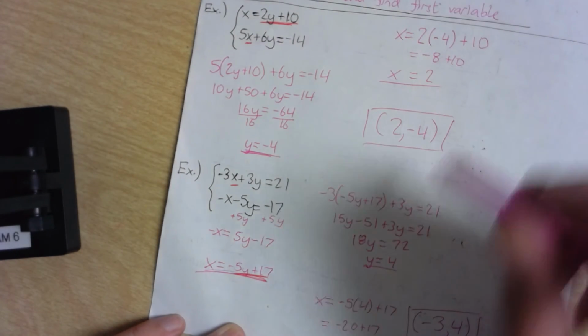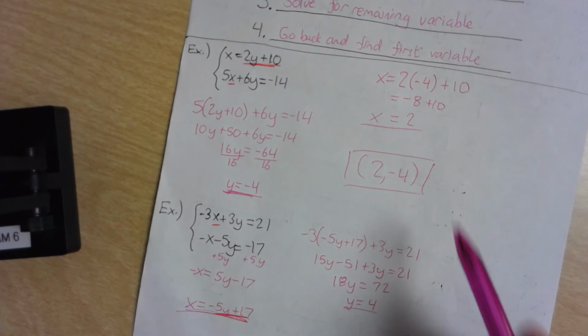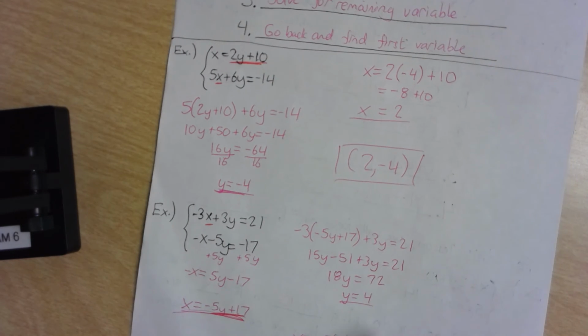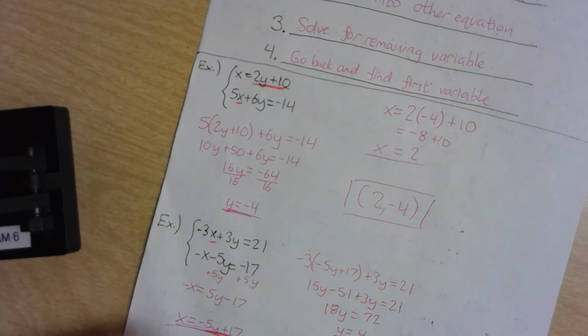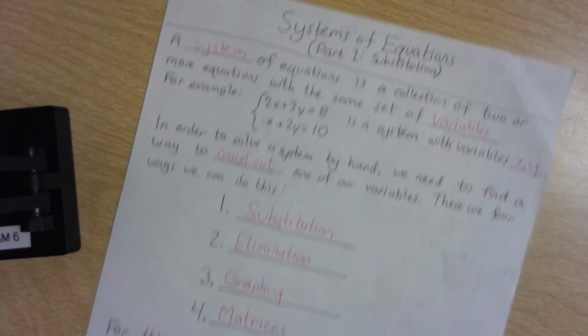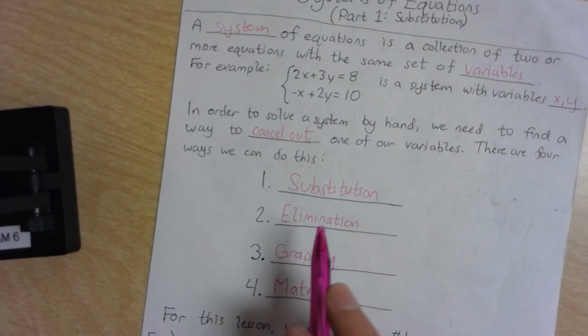All right, so that's just a couple examples. They can get worse, especially when you get fractions. These ones came out pretty nice. I'm going to try to avoid giving you problems with fractions, but what are you going to do?